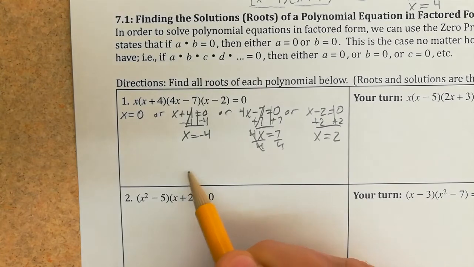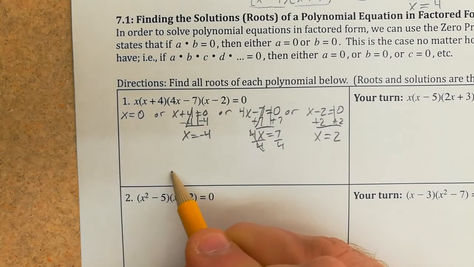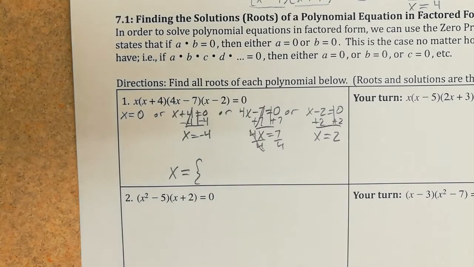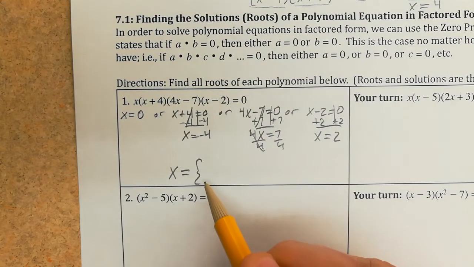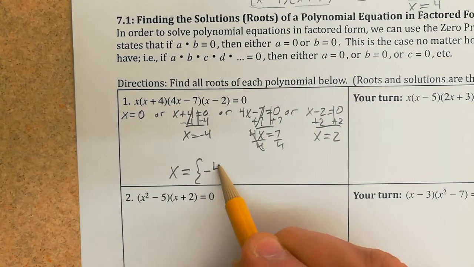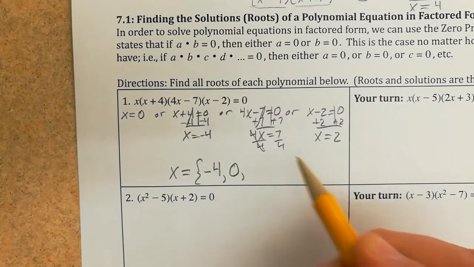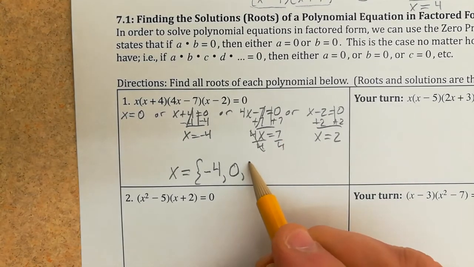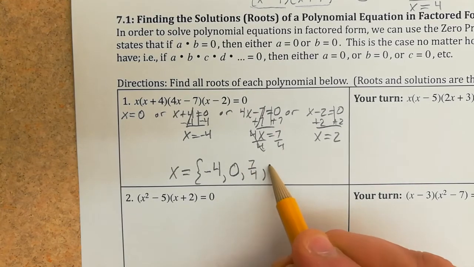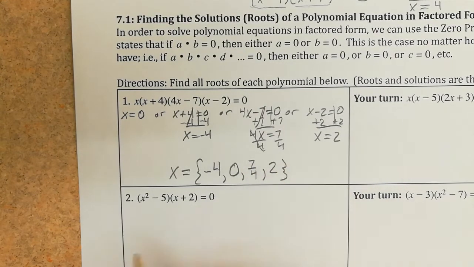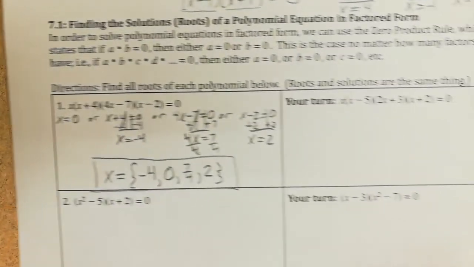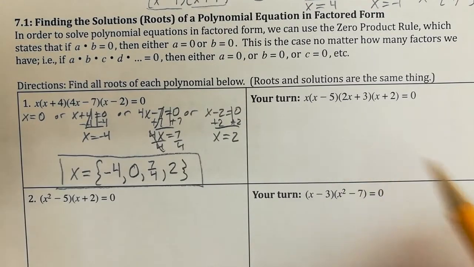I'm not going to be picky on how you write your answer, but the official way to do it again is with the curly brackets and list the answers in order from least to greatest. So we would have negative 4, 0. 7/4 is a little bit less than 2, right? 8/4 would be 2. So 7/4 and 2. There we go. So those are our roots or solutions. You guys go ahead and do this your turn over here.